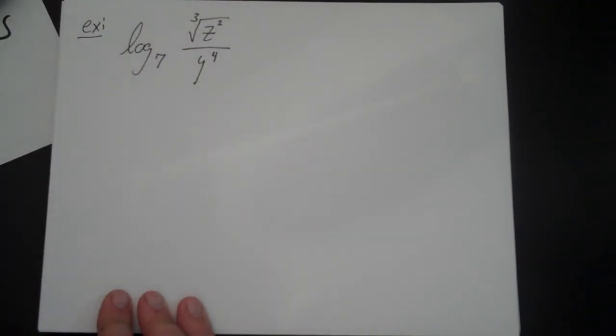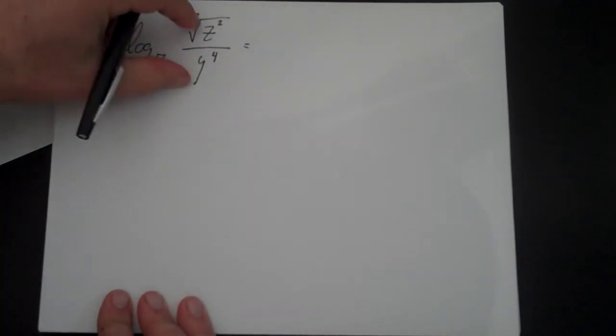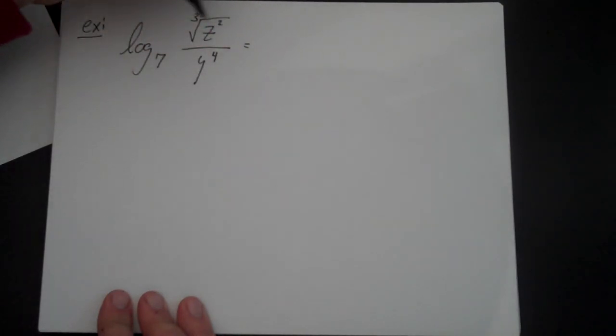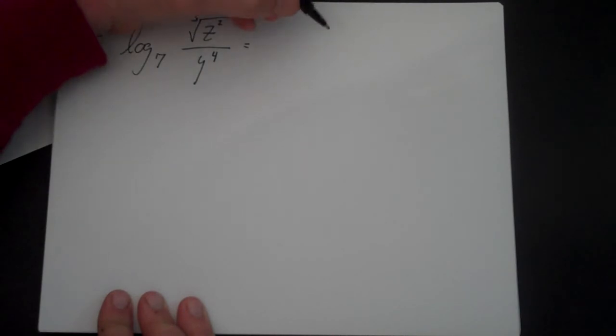Let's do one more slightly more difficult problem. Let's say you have log base 7 of the cube root of z squared over y to the 4th. The first thing I'm going to do is I have the division bar, so I'm going to do that. Well, actually, the very first thing I'm going to do is I'm going to take the cube root and make that into a rational exponent.